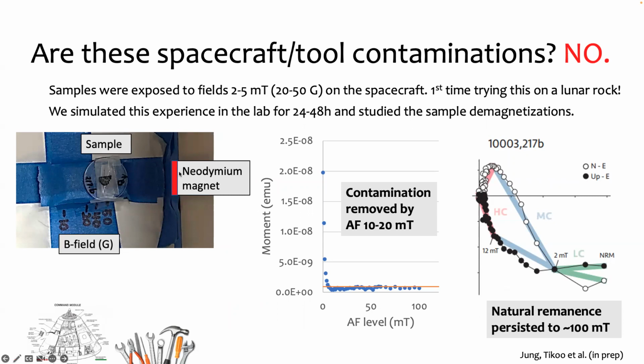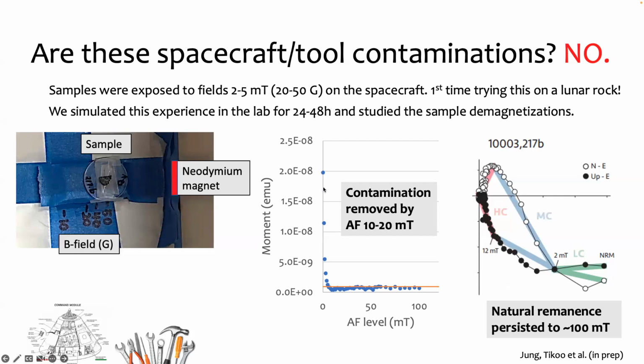And so what we did was we got a neodymium magnet, we taped it to the inside of a jar, basically. We taped a neodymium magnet to the inside of a jar, and we used a Gauss meter to figure out how strong the magnetic field was at different points along the dipole axis of that neodymium magnet. And then we exposed our samples to 50 Gauss or 5 millitesla for 24 to 48 hours. And then we immediately took them inside the lab and started demagnetizing them to see at what point that contamination from the lab magnet would be removed.